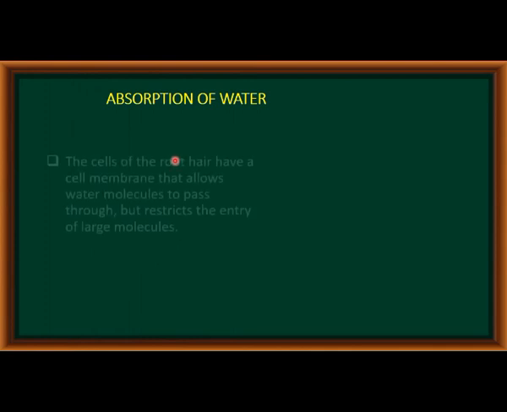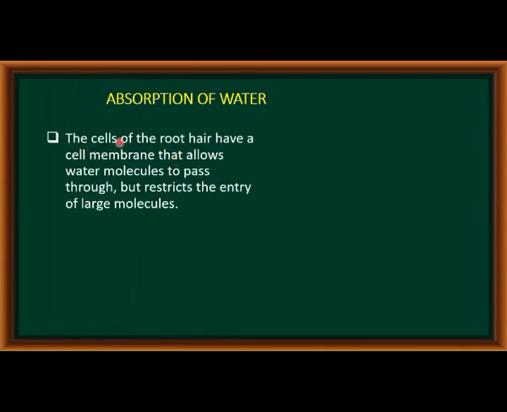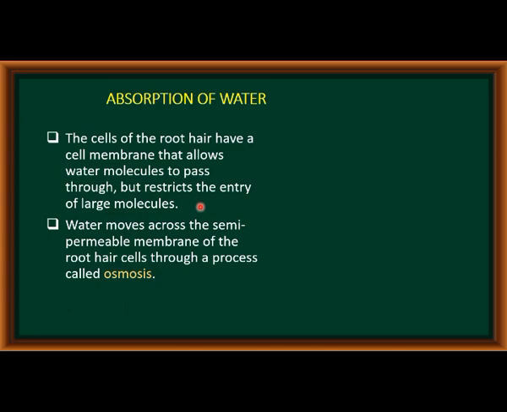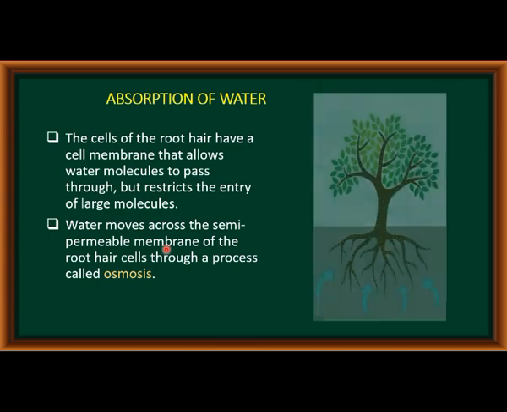Absorption of water. The cells of the root hair have a cell membrane that allows water molecules to pass through but restricts the entry of larger molecules. Water moves across the semi-permeable membrane of the root hair cells through a process called osmosis. Now, a semi-permeable membrane is a membrane that allows only certain molecules and ions to pass through it.